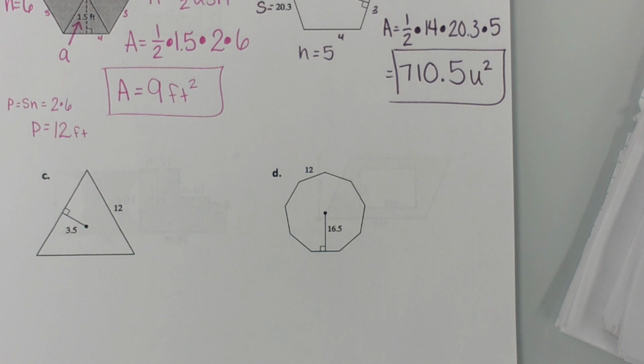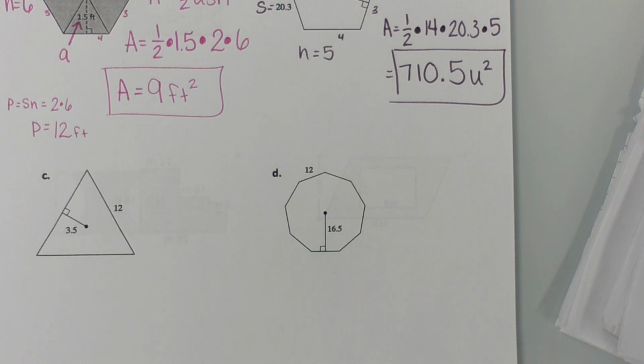What do you notice about question C? Triangle. It's a triangle. Do we like triangles in this chapter? You tell me. When it comes to triangles, we have a formula specifically for triangles. 1/2 base times height. Do you know a base of that triangle? No. Yes. You do. 3.5.